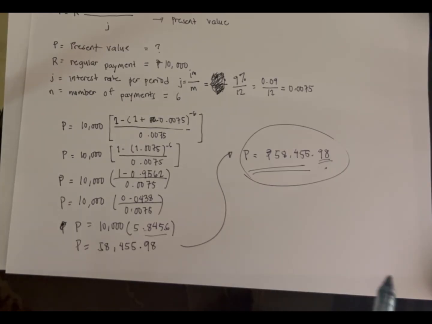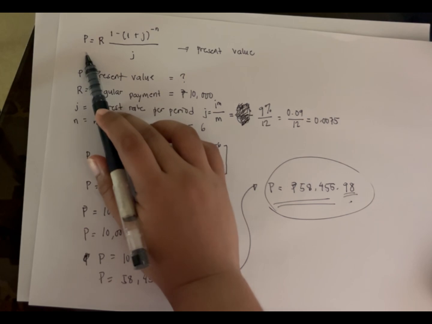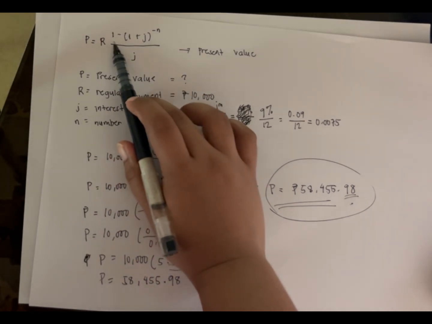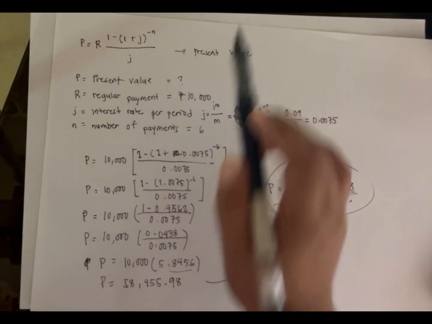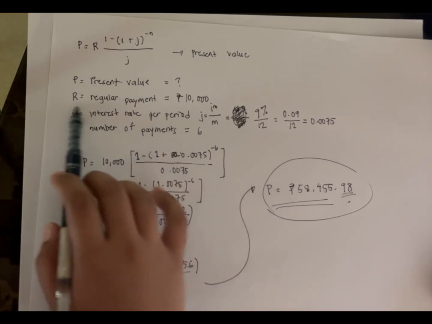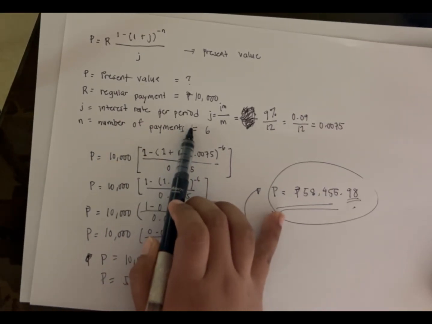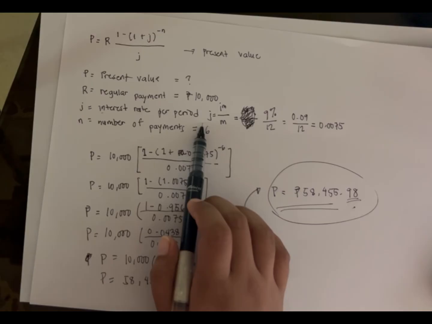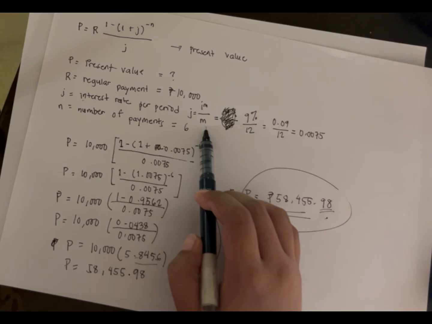Again, review tayo. This is how you find the present value of a simple ordinary annuity. Follow lang na po ng formula. P is equal to R multiplied by 1 minus the quantity of 1 plus J raised to negative N divided by J. Wherein P is the present value, R is the regular payment, kung magkano ba ang binabayad niya per interval, J is the interest rate per period, and makukuha natin si interest rate per period by dividing the interest rate per annum by the number of conversions.